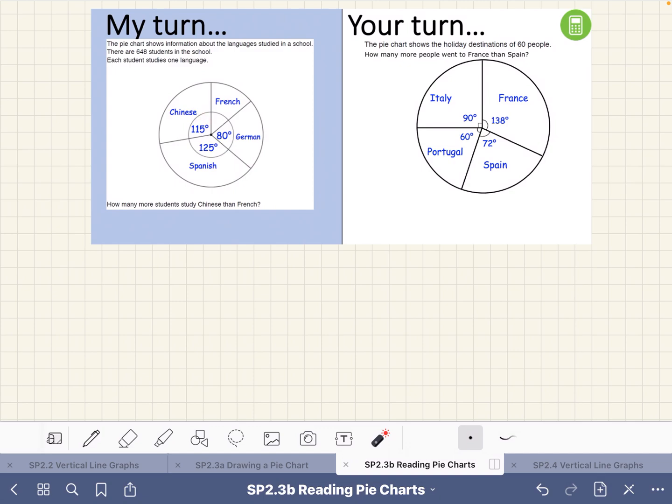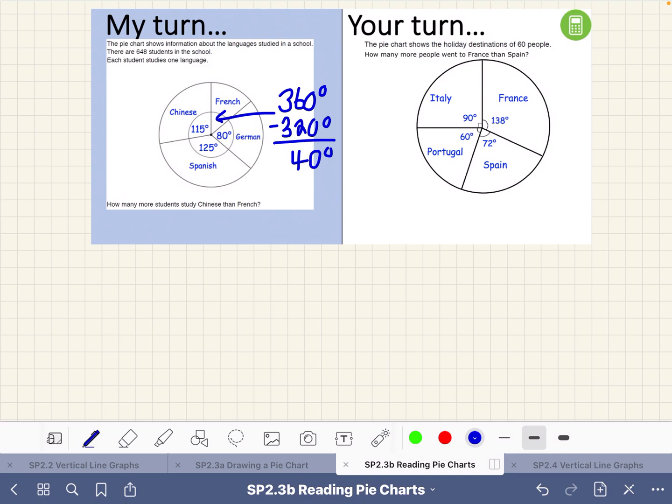Now we can see that all are labelled apart from this French section. So we first of all need to work out the value of this here by having 360 and taking away the value of 115, add 125, add the 80, as 320 degrees makes up this section of German, Spanish and Chinese. So we need to make sure that we know that the French section is 360, take away 320 degrees, giving us 40 degrees left over.